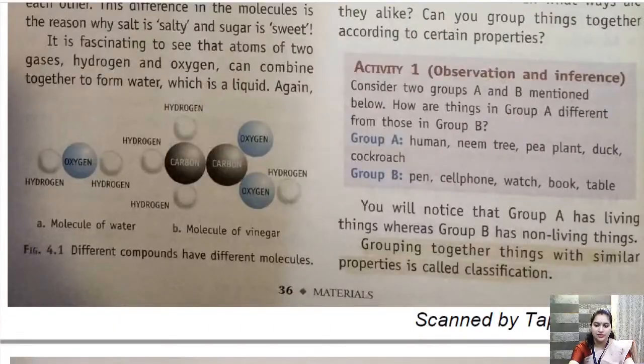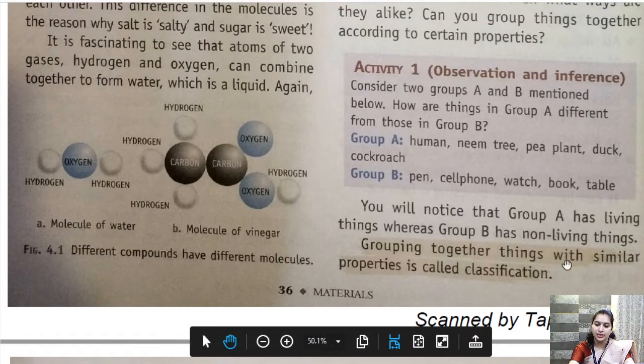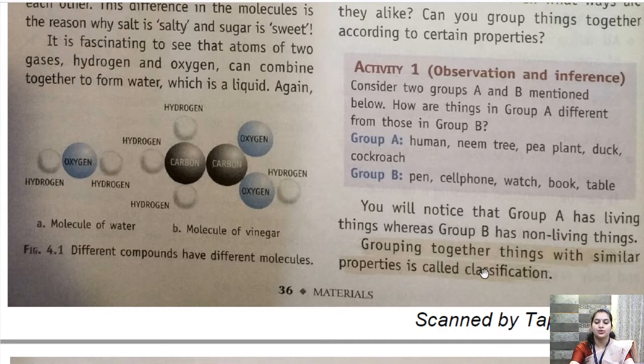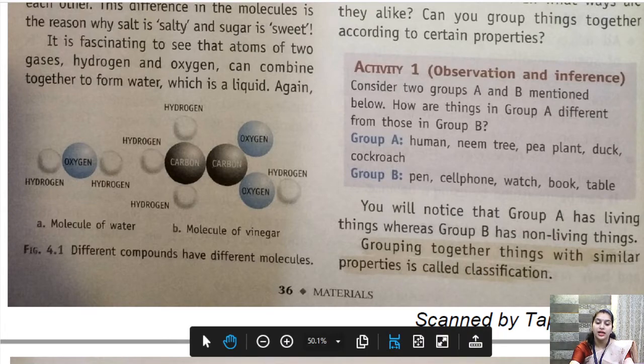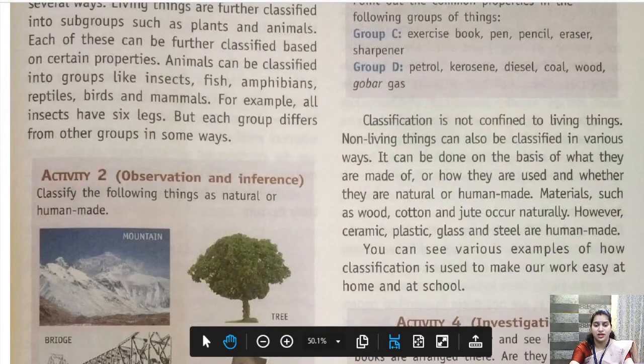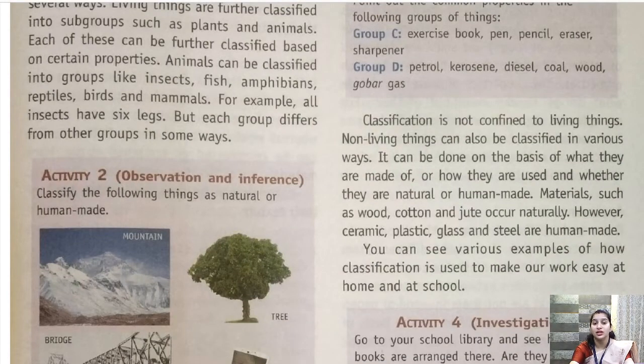So what is classification, beta? Grouping together things with similar properties is called classification. तो जब हम उनके similar properties के basis पे किसी चीज को group करते हैं तो उसको हम बोलते हैं classification. There can be various classifications like living and non-living. In living and non-living also we have plants and animals. Plants can be further classified and animals can also be further classified depending on their similar properties.